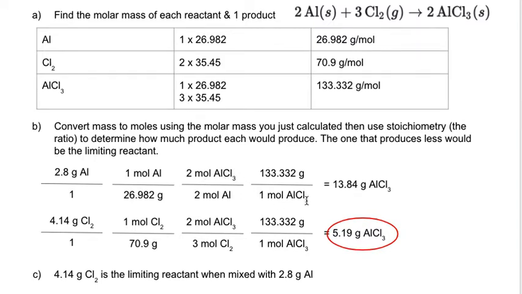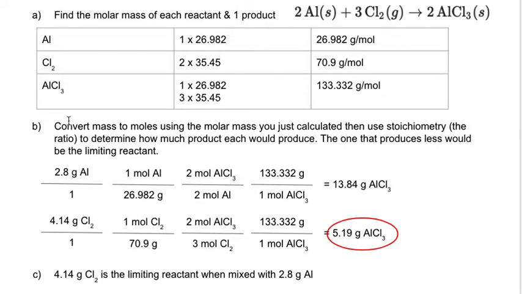I know that 1 mole of AlCl3, because I'm dropping down with the units that I had, is equal to 133.32 grams. Then I would multiply across and divide, and I would get 13.84.